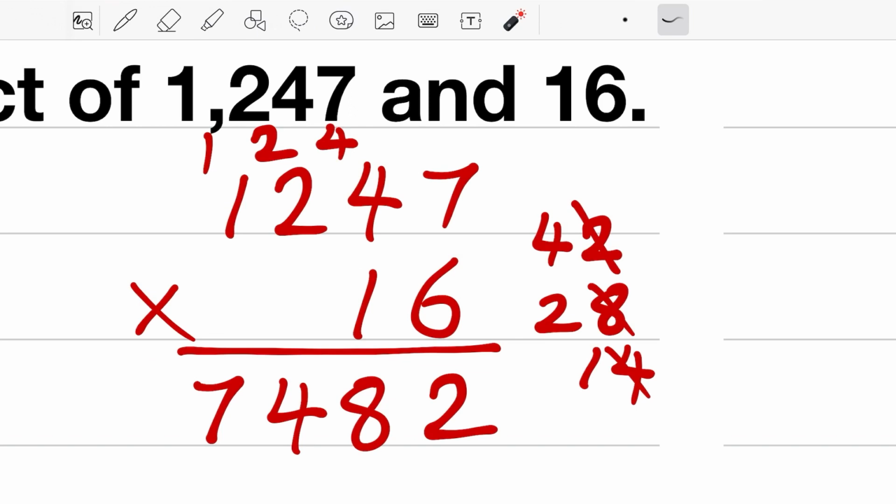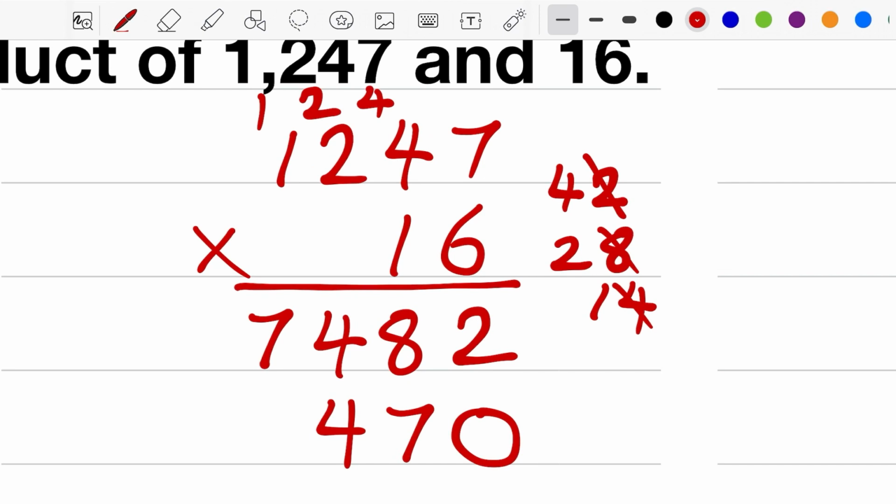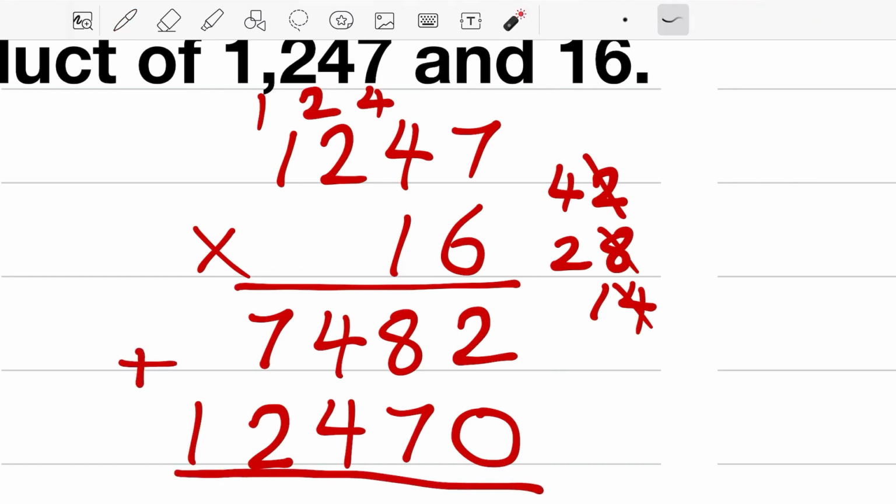Next, we are going to multiply by the tens number. So we must put a 0 to start. And 1 times 7 is 7. 1 times 4 is 4. 1 times 2 is 2. And 1 times 1 is 1. So the next step is to add. Once we have finished multiplying by all the digits below, then we can proceed to add.